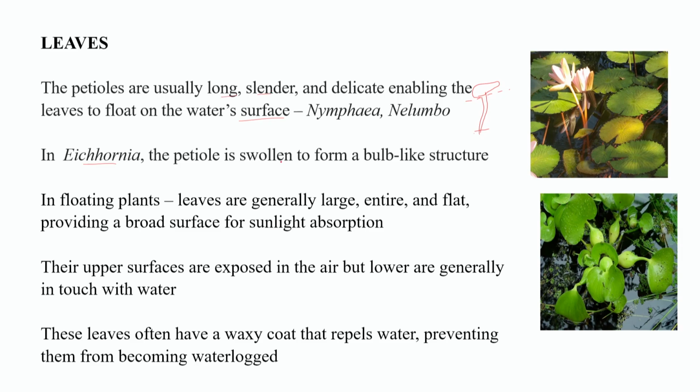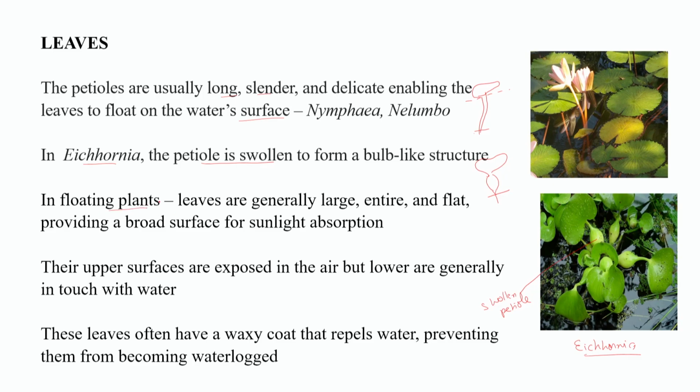Then in Eichhornia, it is very important, the petiole is swollen. It is attached to the stem. You can see here, this is the swollen petiole of Eichhornia. This is a very important adaptation. It has a swollen petiole because it traps air, helps in buoyancy and helps the plant to float.